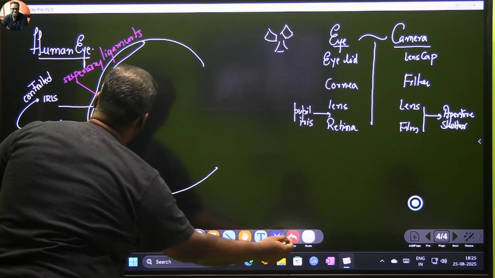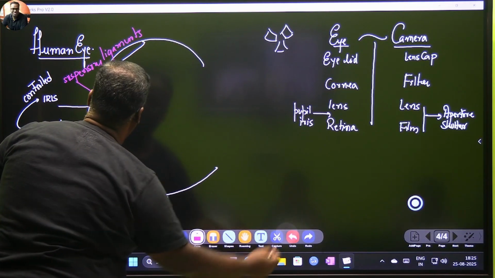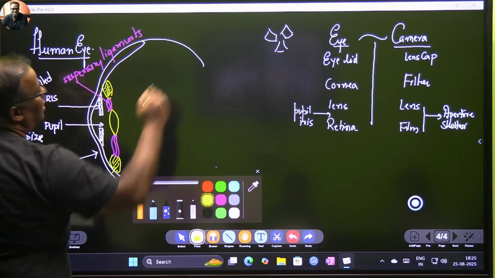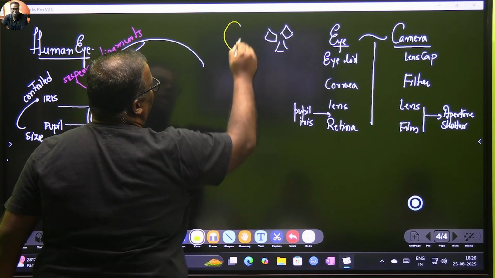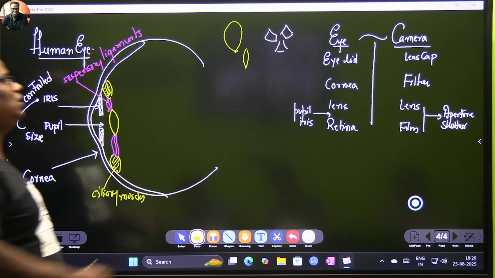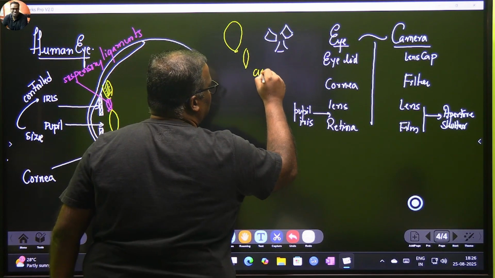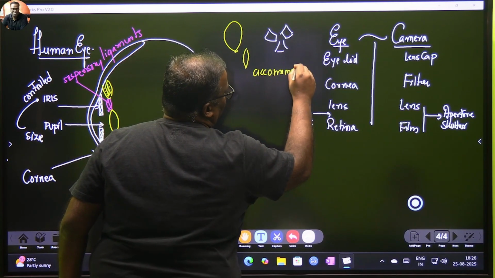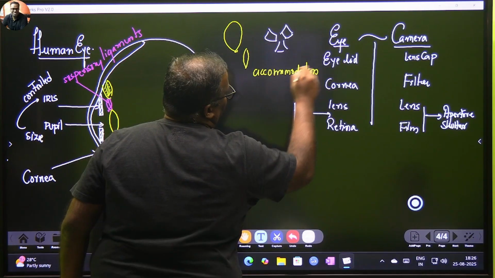Sorry, I need to use the yellow color. So what I'm trying to say is, the eye lens's curvature can actually change based on how you are seeing. This property of the human eye is known as accommodation. Accommodation of the eye.